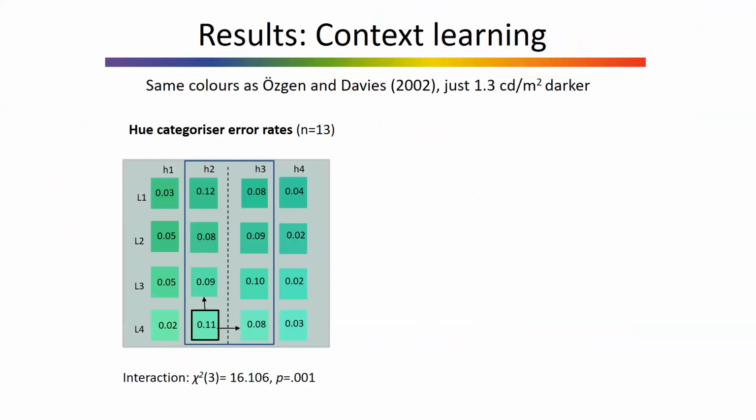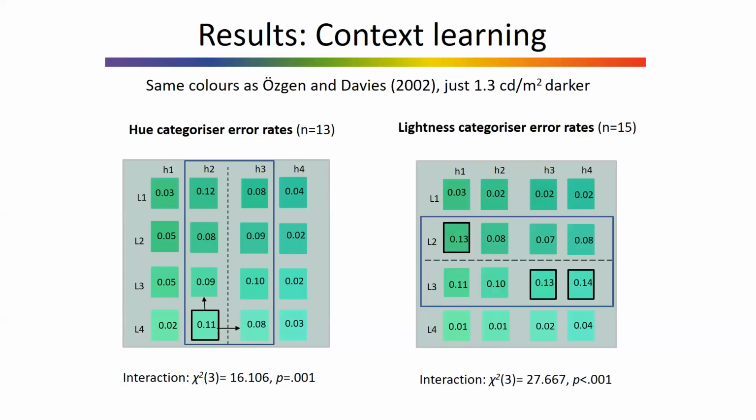And here I am displaying the error rate. They all sum up to 1. You can see the majority of errors should congregate in the middle 8 samples, and they are indeed congregating there, but not evenly. There is an interaction. The lightest sample away from the bluish greens seems to have led to the most mistakes. So clearly this is in line with Özgen and Davies' findings that hue learners are learning something about lightness too, not just about hue.